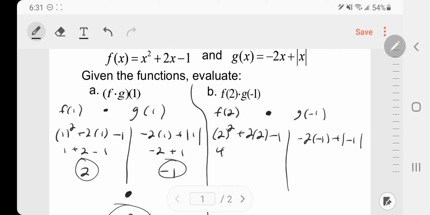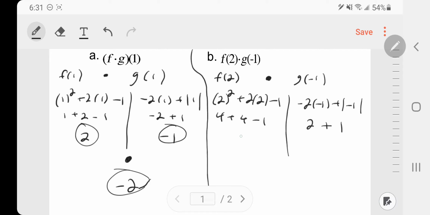Okay, so here's 4 minus 1. This is 2 plus 1. Okay, so 8 minus 1, that's going to give us 7. And then 2 plus 1 is going to give us 3. We have our two solutions.